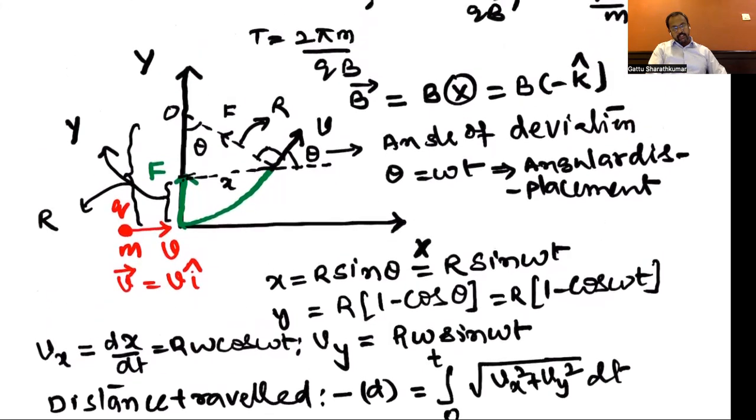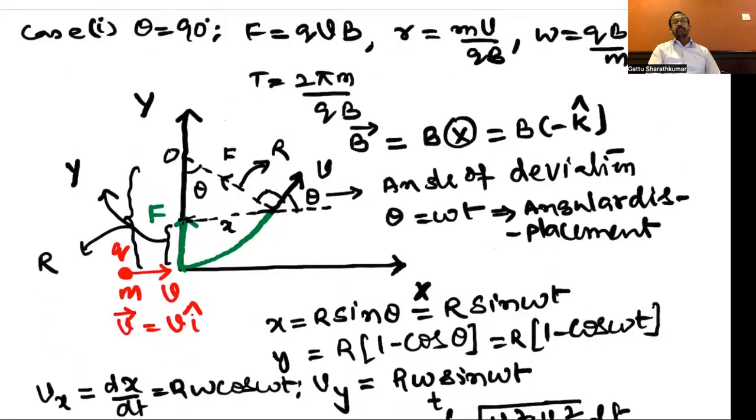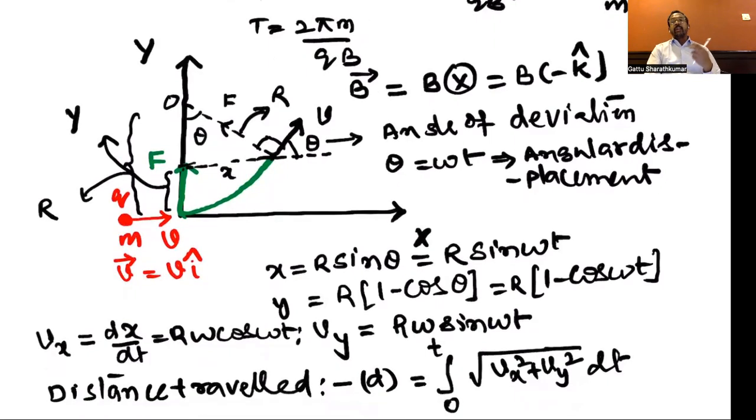So you can clearly see here, if theta is equal to 90 degrees, how much force is acting on the particle? What is the radius of the circular path? What will be the angular velocity? What will be the time period? How does the particle move after a time t? How to find its displacement along the x-axis? How to find its displacement along the y-axis? How to find its distance traveled? Its velocity components along the x and y axes. So this would be the case if theta is equal to 90 degrees.